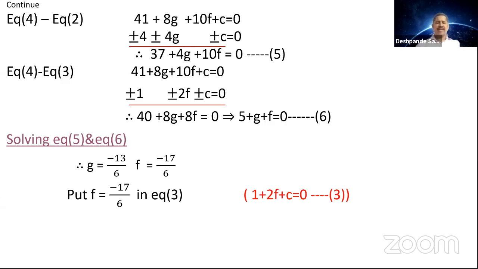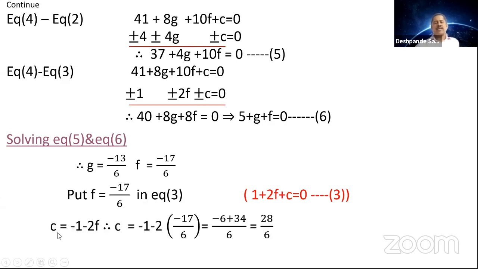So you can take any equation, but the easiest of all three equations, the second, third, and fourth, was 1 plus 2F plus C is equal to 0. So in that you got F. So put the value of F as minus 17 by 6. So you get C is equal to, minus 2F goes to the other side, and 1 goes to the other side as minus 1. So minus 1 minus 2F, where F value is minus 17 by 6.